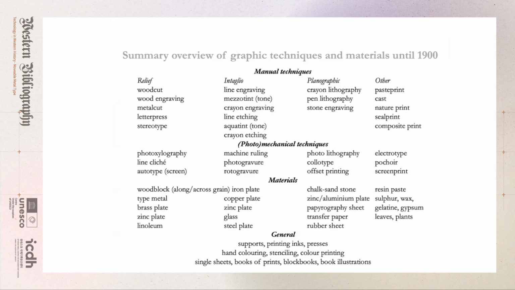The last row demonstrates that different supports and inks were used and that special printmaking presses were developed for each printmaking technique. Color could be applied to a print by brush or with stencils, and a number of color printing processes were developed. Prints were available as single sheets in volume or as book illustrations.